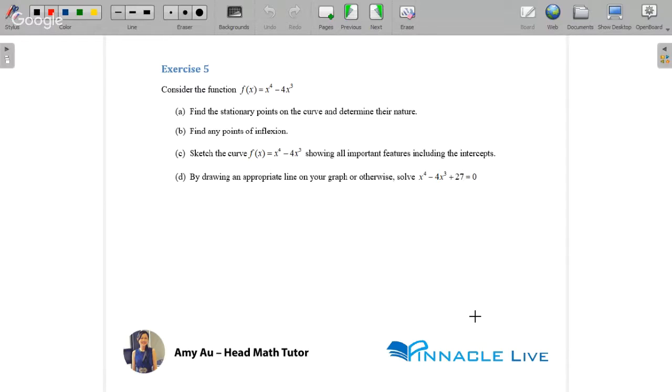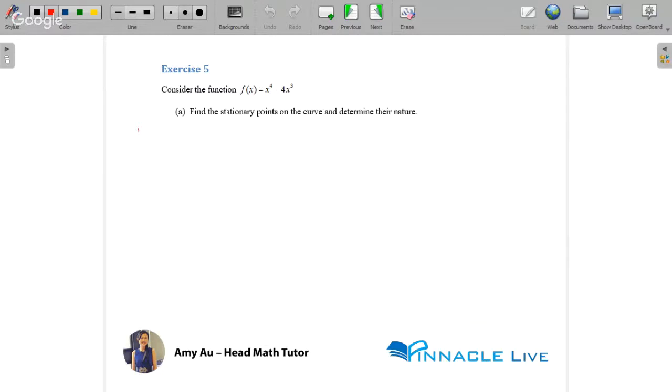But I'll show you the method just so that you're aware it exists, and just know how to use the second derivative to do the testing as well, as we'll be using that next week to do the hard problems on maximization and minimization. All right, so let's take a look. So first, we are going to do the stationary points and determine the nature.